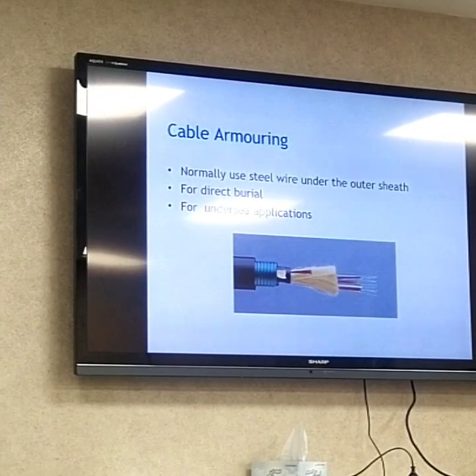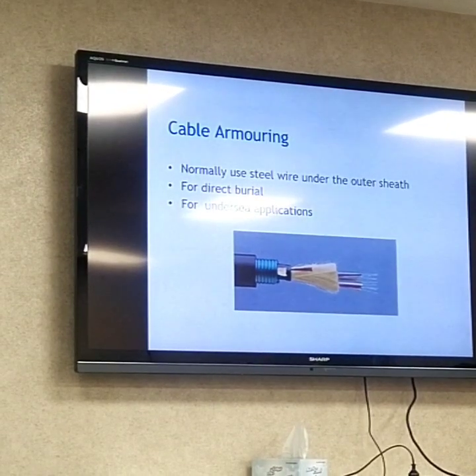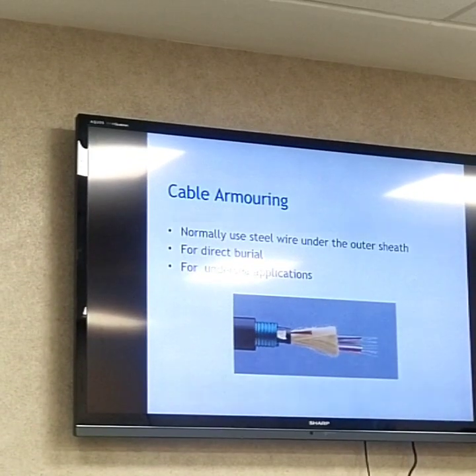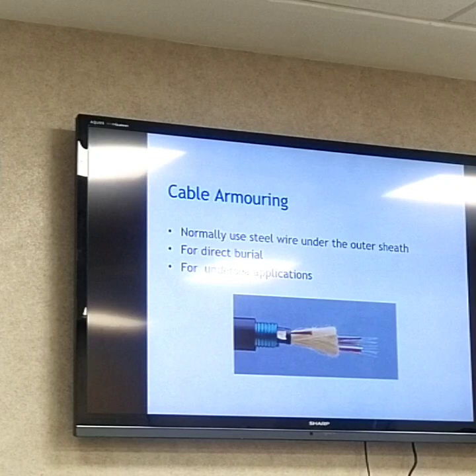Also, for undersea application, submarine cables must be armed. Why? Because there are mechanical forces due to the waves and the tide, and they might be attacked by some types of fishes or animals. So all submarine cables and direct buried cables must be armed.